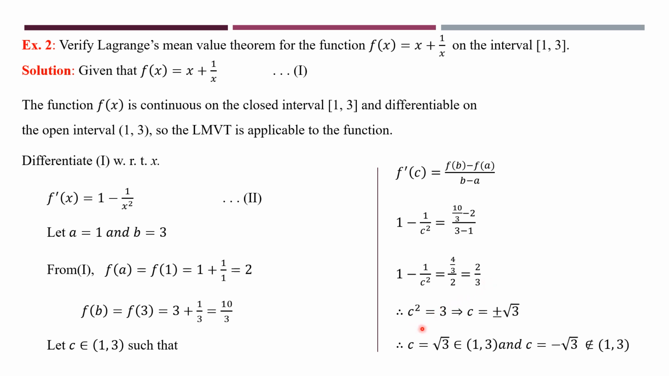On simplifying, we get c² = 3. Therefore, c = ±√3. c = √3 belongs to the open interval (1, 3), and c = -√3 does not belong to (1, 3). Hence, Lagrange's mean value theorem is verified, because f is continuous on the closed interval, differentiable on the open interval, and there is a point c in the open interval (1, 3).